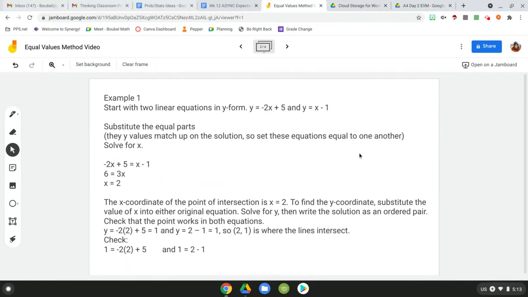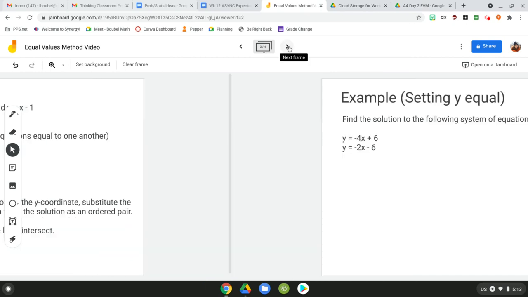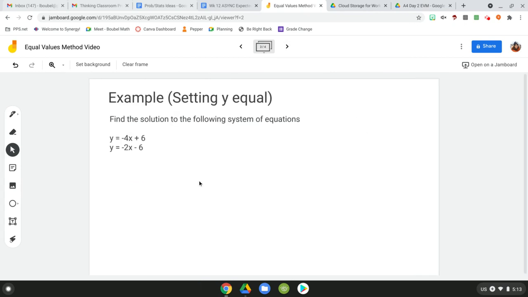So I would write this example in your notes, but I'm going to show you 2 more examples in this video. Okay, so this is going to be what your work looks like today. Find the solution to the following system of equations. I've got y equals negative 4x plus 6 and y equals negative 2x minus 6.